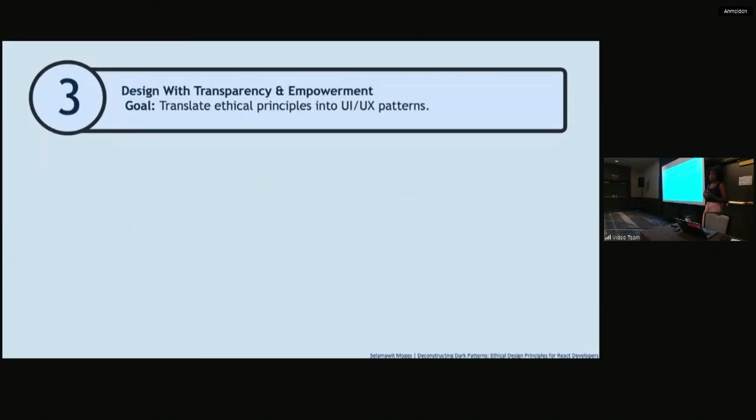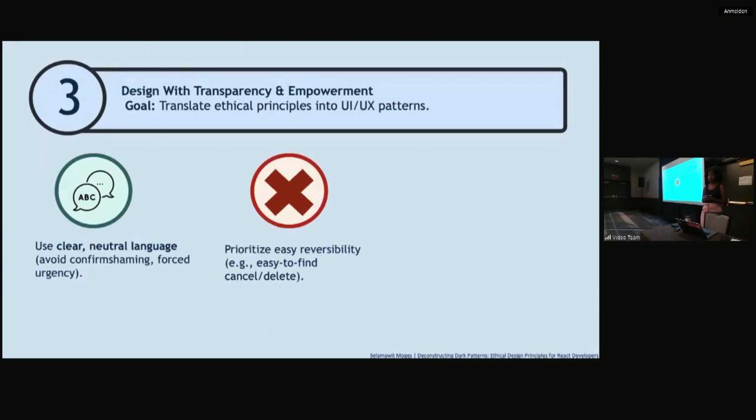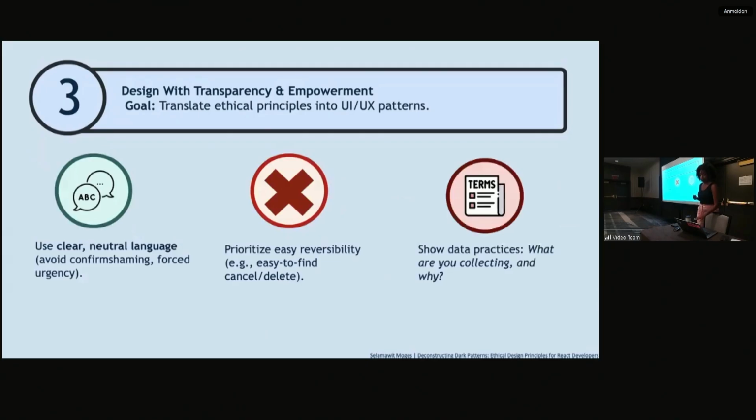Third, design with transparency and empowerment. And the goal here is to translate ethical principles into UI and UX patterns. So that's using clear, neutral language to avoid confirm shaming and urgency. Next is prioritizing easy reversibility. So that's easy-to-find cancel or delete buttons. And lastly, show data practices. Why are we collecting this? What are we doing with this?